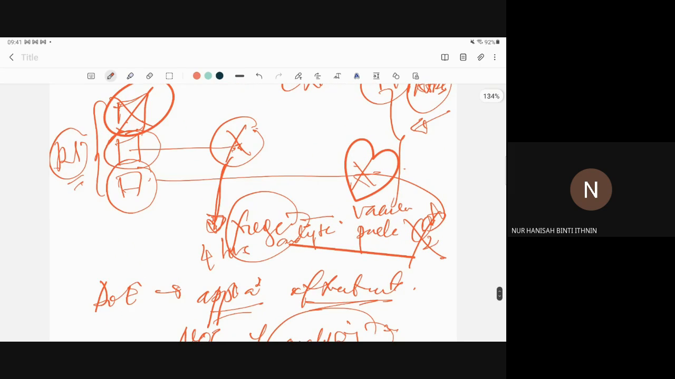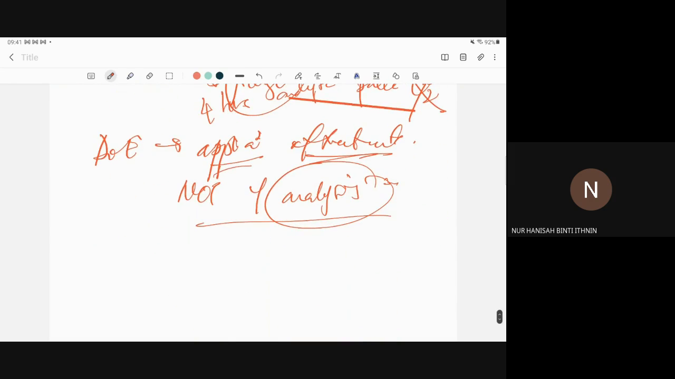Remember, it is not about the analysis, it is about the treatment. You can do all the analysis at once after you have finished the treatment, but for the application of the treatment, you have to follow the DOE, because we want to have a level playing field. We do not want to have any confounding factors affecting our results.